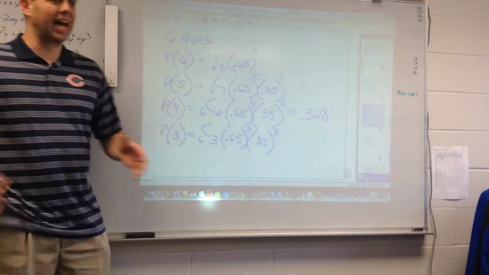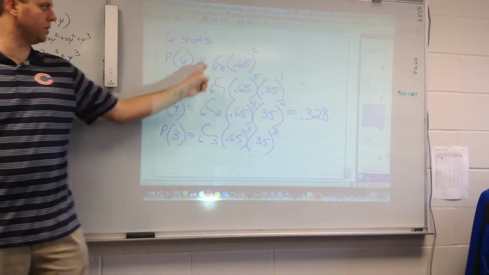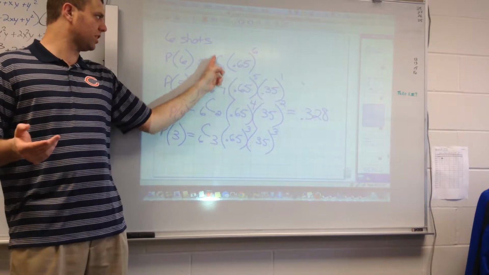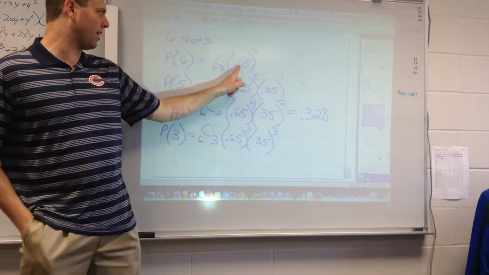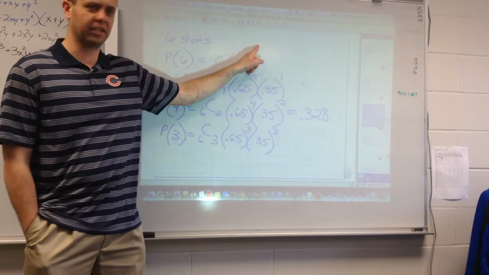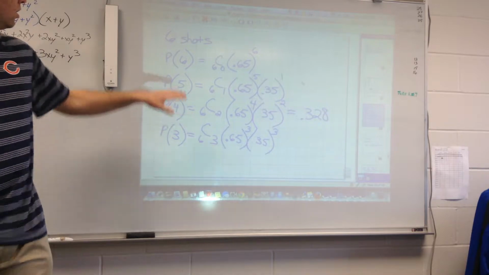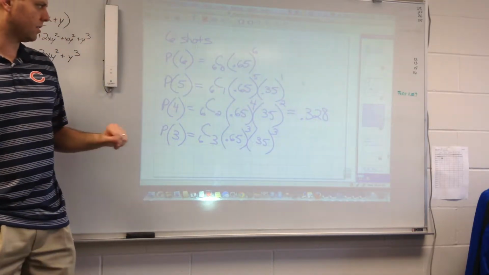Me personally, I'm just going to write this. I know that the very first number in the 6th row is 6C0, which I know is 1. But I want to show you 6C0, and then the probability of him making a shot is 0.65. How many shots are we making? 6. So I take 0.65 and raise it to the 6th power. I do this to get my answer for the probability of him making 6.